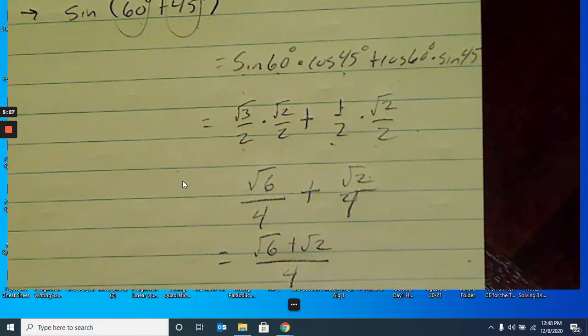Okay. And if I want the actual value, I would plug this in the calculator to do it. But that's pretty much the answer that I'm looking for.